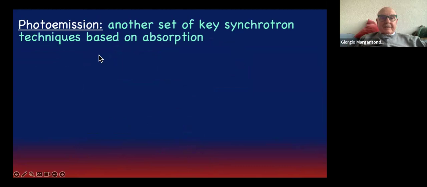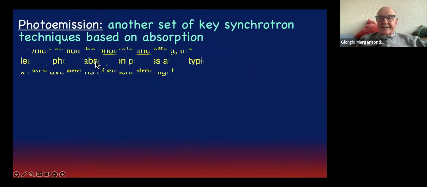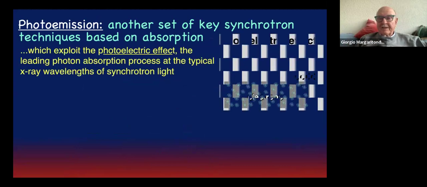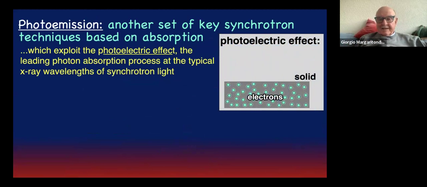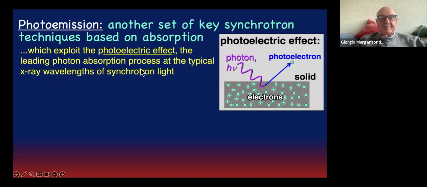So actually, the photoemission is based on the photoelectric effect. Okay, let's see what it is. You get photon emission of an electron, which becomes a photoelectron. And if you're looking at what are the mechanisms that are producing absorption, then you find that this phenomenon, the photoelectric effect, is the most important one in the typical range of wavelengths of synchrotron light.